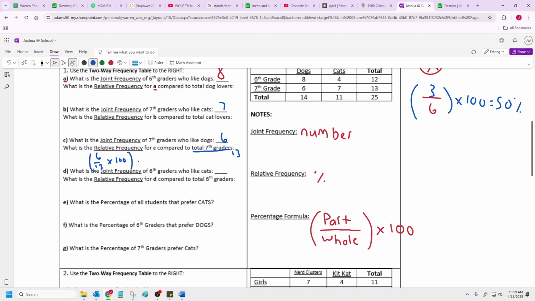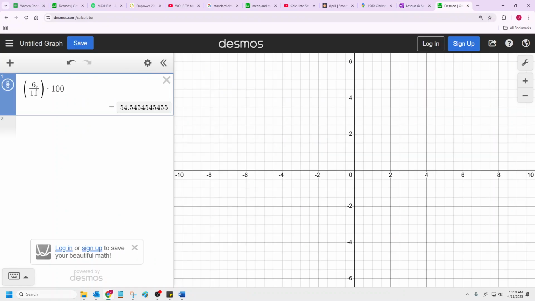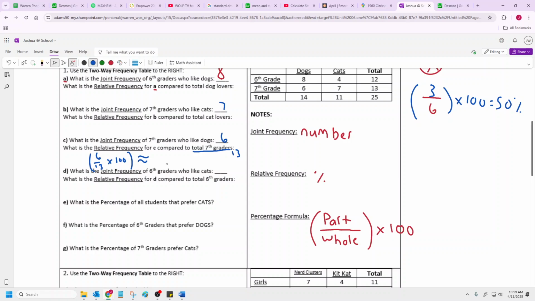So let's go to, that's my little wavy equal sign, the approximation sign. 6 divided by 13 times 100 gives us 46.15%. And I want to go even further than that. Again, keep the wavy sign.